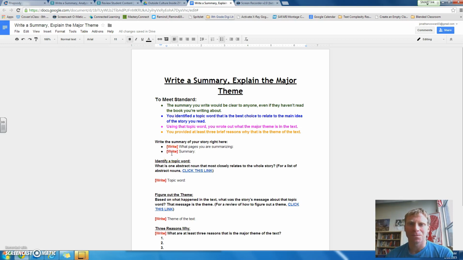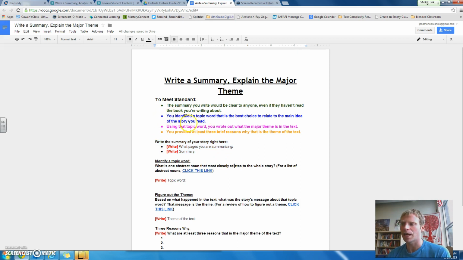Okay, you're at the last step. The last step is to figure out what is the major theme in the text. And I made this assignment kind of easy on purpose, hopefully so that you could just get through it and get it done. So to meet standard on this, the summary you need to write needs to be clear to me because I haven't read your story.